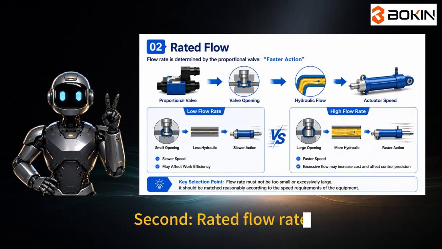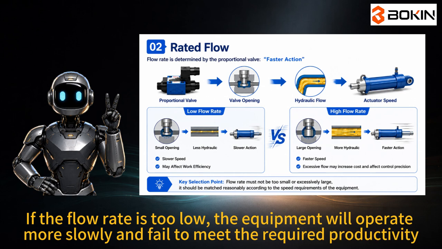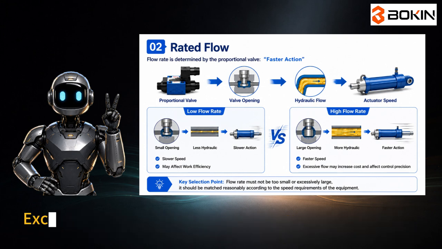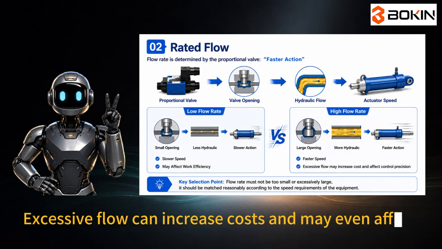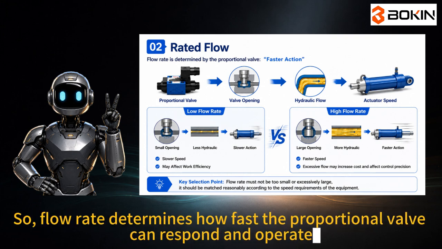Second, rated flow rate. It determines the operating speed of the hydraulic actuator. If the flow rate is too low, the equipment will operate more slowly and fail to meet the required productivity. Excessive flow can increase costs and may even affect control accuracy. So, flow rate determines how fast the proportional valve can respond and operate.